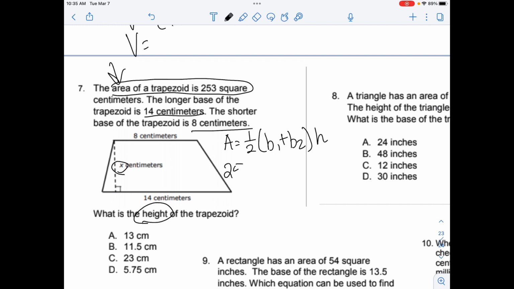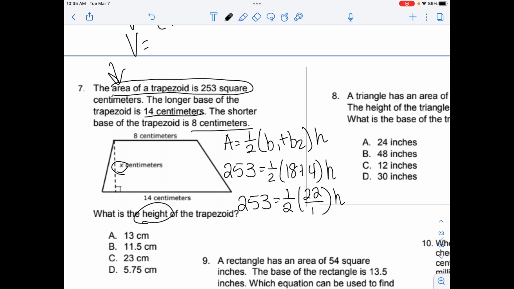So I'm going to have 253 equals 1/2 times 18 plus 4 times H. So that gives me 253, and then I'm going to take half of 22 times H. Half of 22 is 11. And I get 253 equals 11 times H. So I need to divide each side by 11, and then I will have my answer.